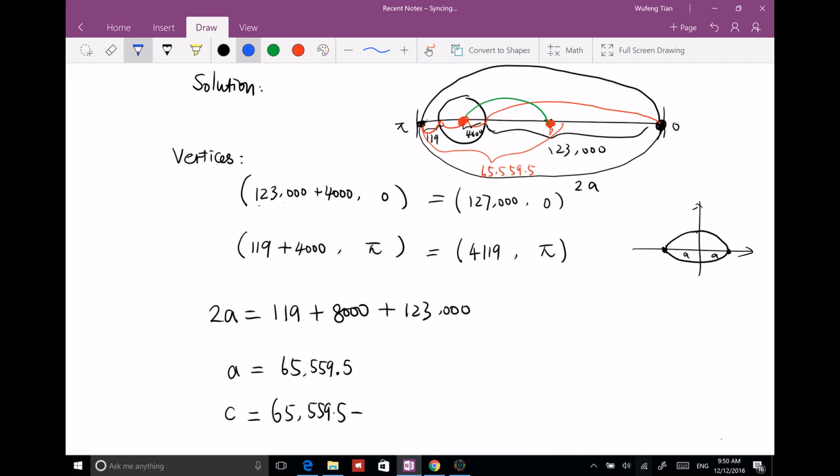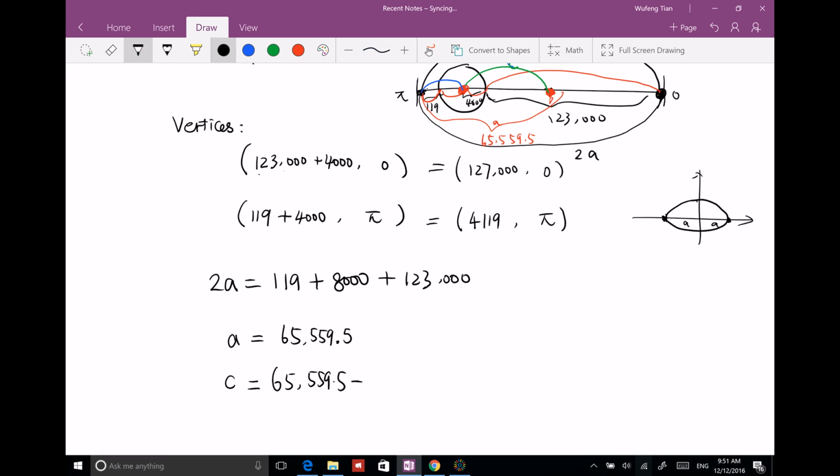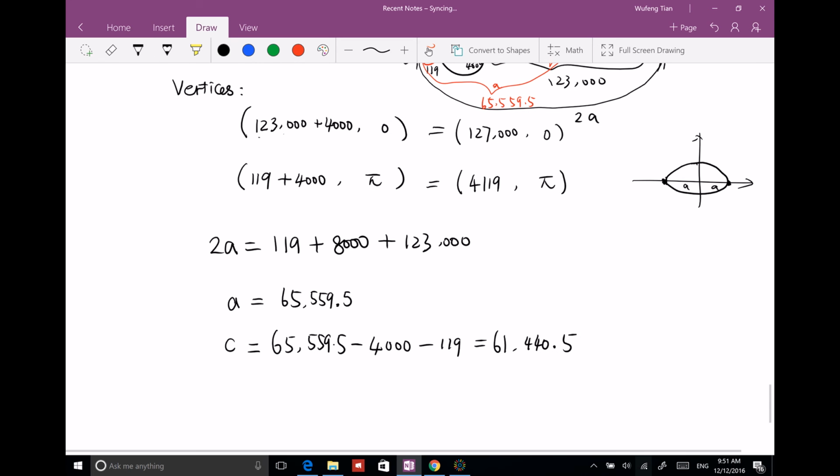So now you get c equals 65,559.5, subtract the 4,000, subtract the 119. So c equals 61,440.5.